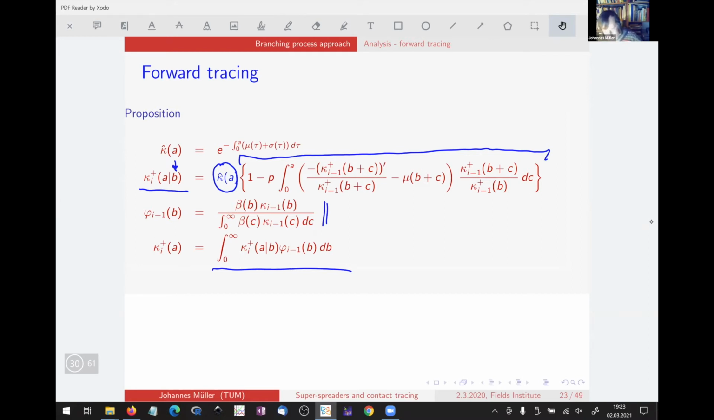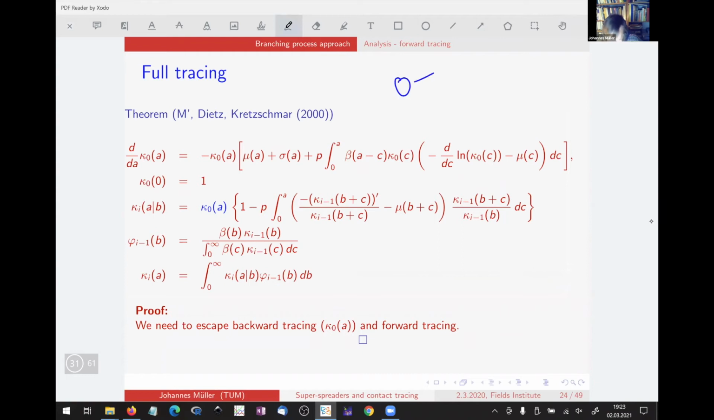And now, in the last step, after we have backward tracing and forward tracing, we would like to combine them. The combination is quite similar to this theorem. The only point is that we replace this kappa hat. That kappa hat, again, is a survival probability without contact tracing. And what we now do is the following.